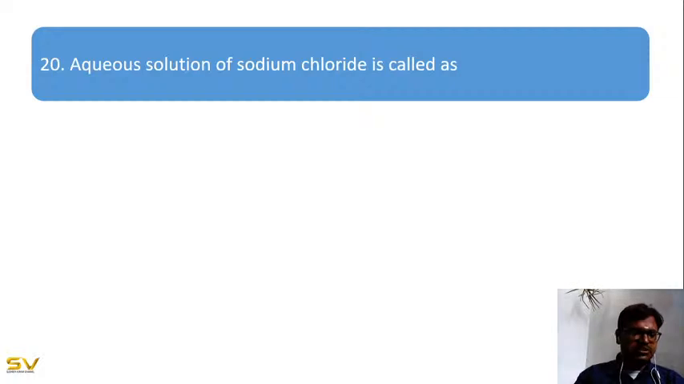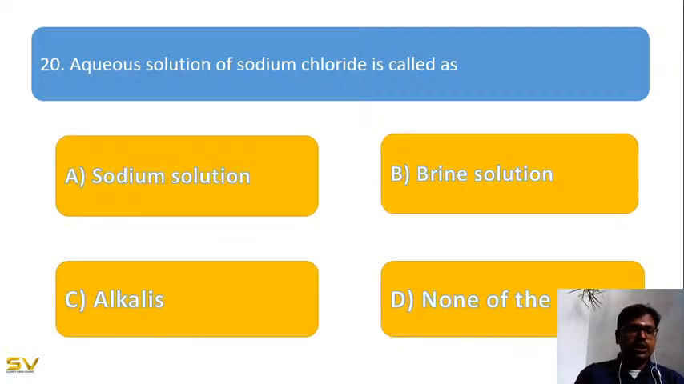See, aqueous means whenever we mix something with water. So this is called an aqueous solution. So, aqueous solution of sodium chloride. When we pass electricity through it, we get sodium hydroxide, chlorine, as well as hydrogen. We call this the chlor-alkali process. So the options are sodium solution, brine solution, alkalis, none of the above.